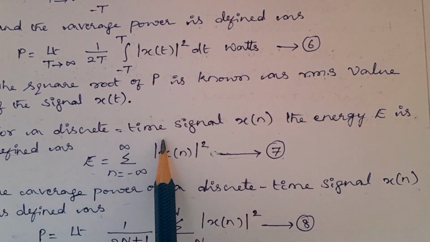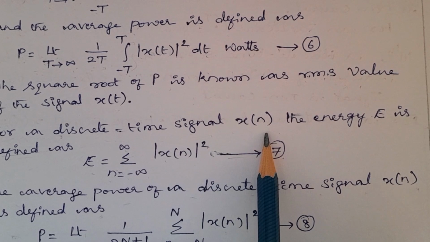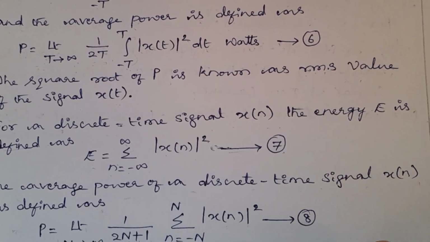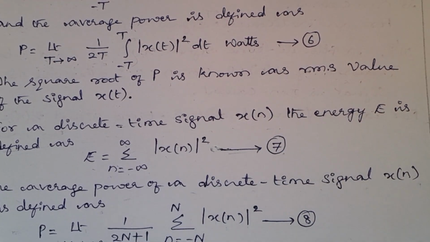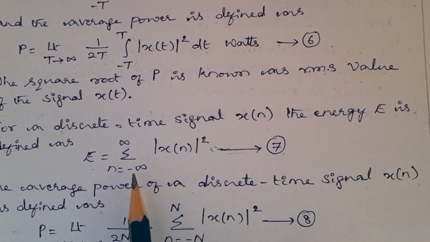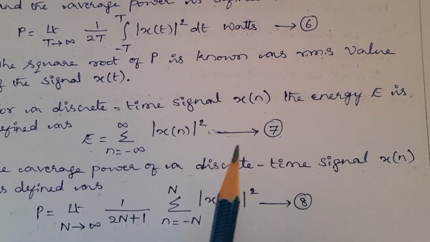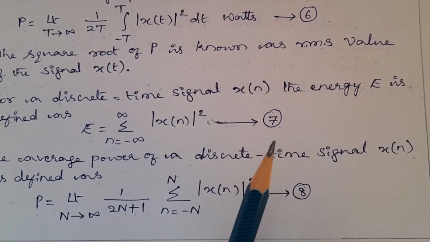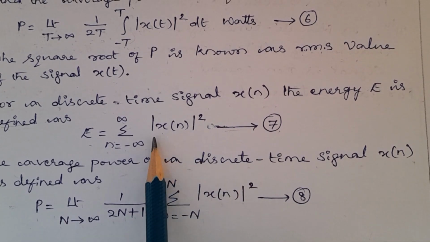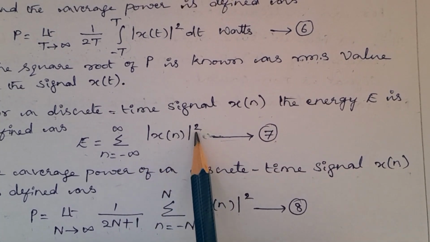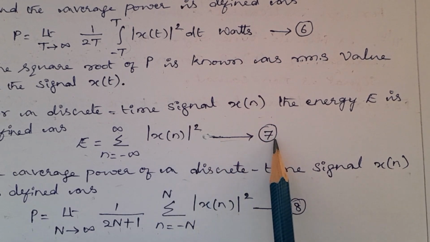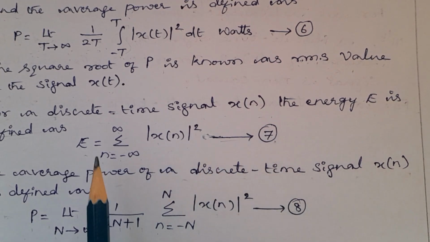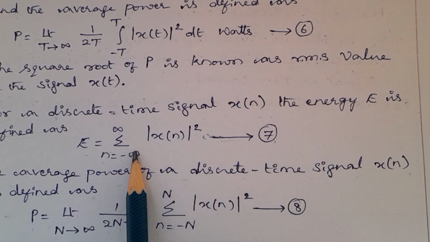For a DT signal or discrete time signal x of n, the energy E is defined as E equal to summation of n equal to minus infinity to infinity mod of x of n whole square. Call it as equation number 7. This is the energy for a DT signal.